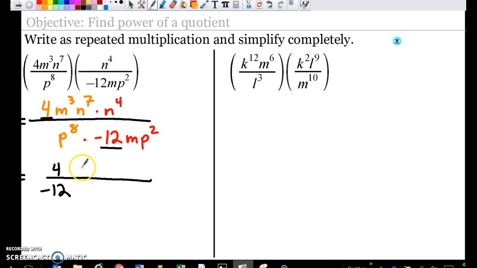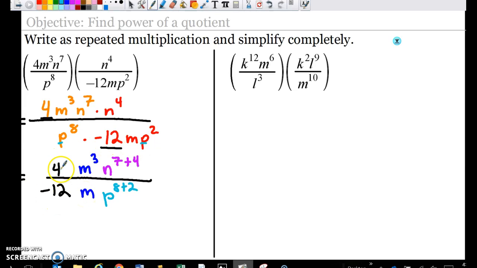The m's will put together. M to the third. Then below that I have m to the first. Then I have another base, n to the seventh, and then times n to the fourth, which would end up being, when you multiply the same base, you add the exponents. And on the bottom, I have this third base, p. It's p to the eighth times p to the second. 8 plus 2. So when I multiply by the same base, I add the exponents.